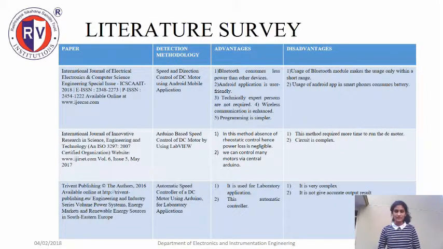The second paper we referred to was the International Journal of Innovative Research in Science, Engineering and Technology, and the detection methodology is Arduino-based speed control of a DC motor using LabVIEW. In this method, the advantage is the absence of rheostatic control, hence power loss is negligible. We can control many motors via a central Arduino. The disadvantages are that the circuit is complex and the method requires more time to run the DC motor.